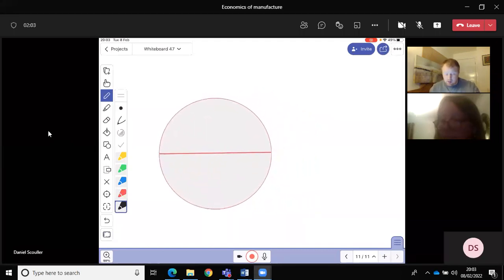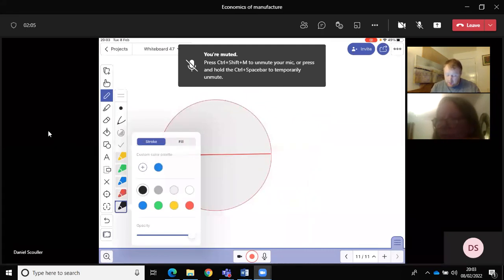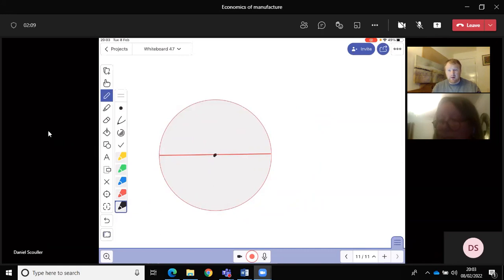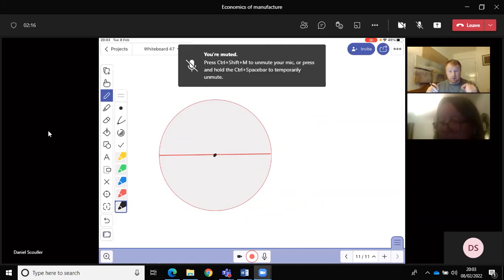First line we need to be comfortable with, or we need to be aware of, is one we've worked with lots. Okay, so diameter is a line that cuts the circle in half. It has to go through the center of the circle. So the definition of diameter: it goes through the center of the circle.